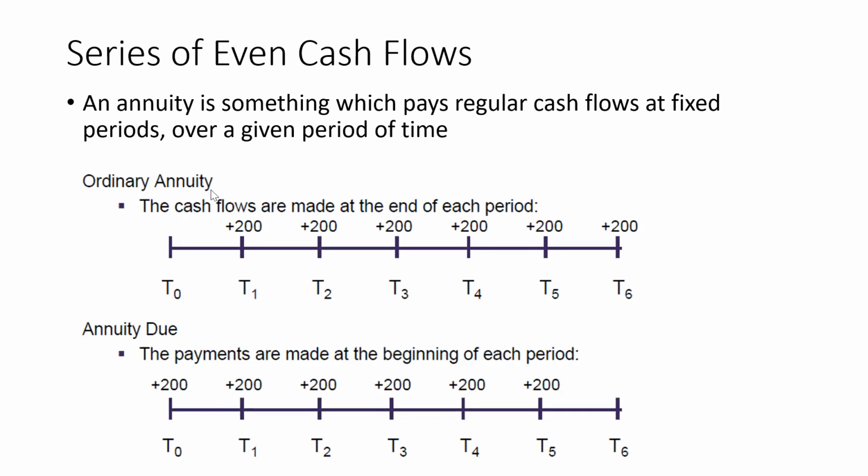Okay. This is just showing us the series of even cash flows. So here we have ordinary annuity, where the cash flows are made at the end of each period. So we're going to be using END mode for this when we have examples of this nature. And then annuity due, the payments are made at the beginning of each period. So for this, we would have to use beginning mode.